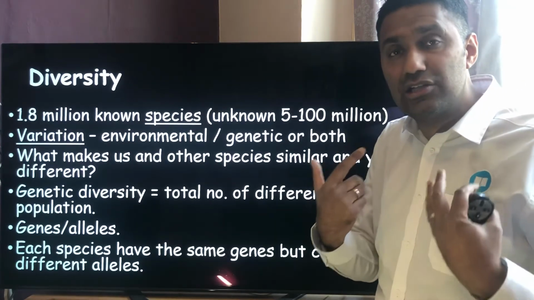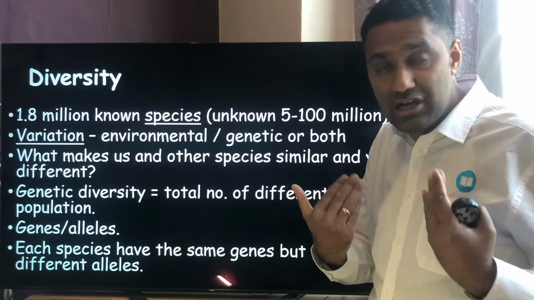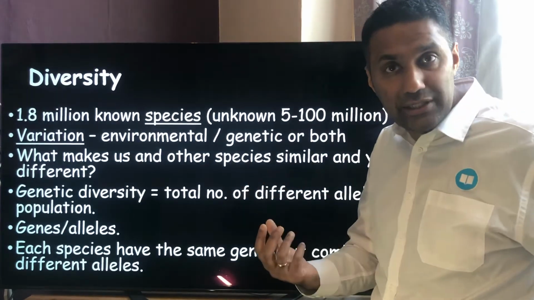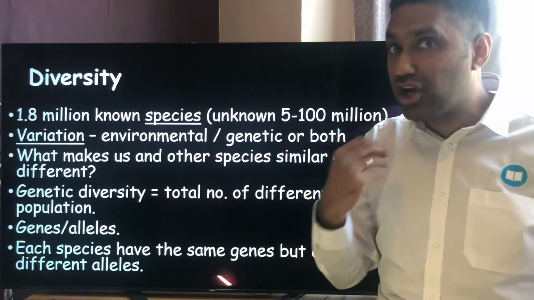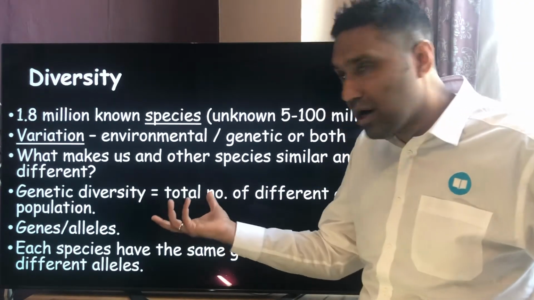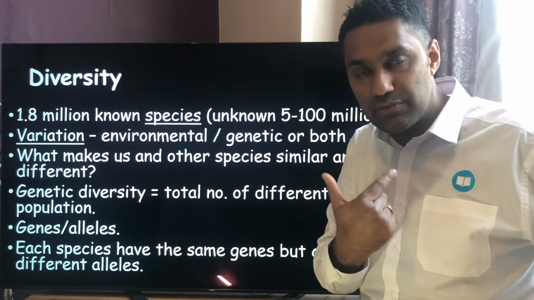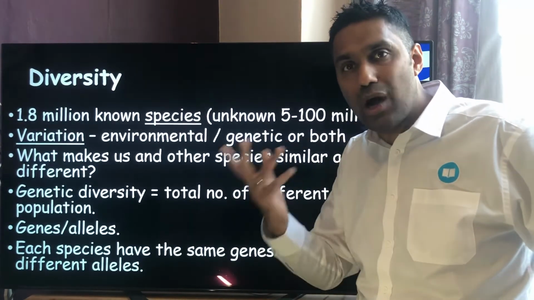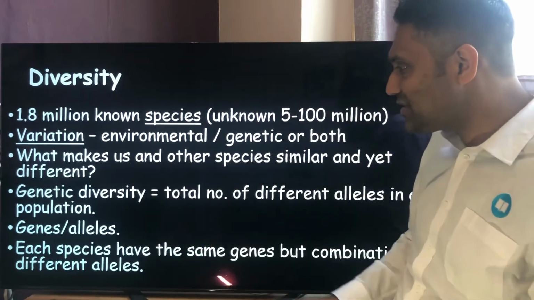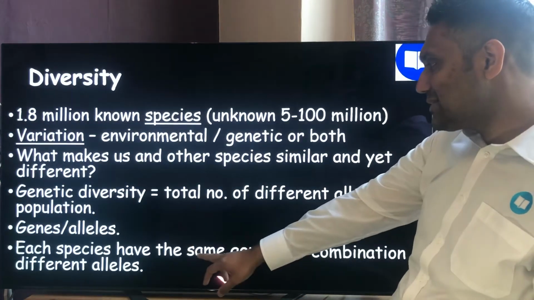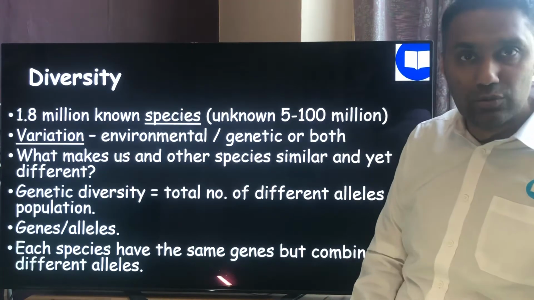So we've all got the eye colour gene, but we'll have different versions of that gene depending on our phenotype. I've got brown eyes, so I'll have the brown eye allele, because that's my version. But you might have blue eyes, so you'll have the blue eye allele, because you've got that version of that particular gene. So in a species, each species has all the same genes, but a combination of different alleles.